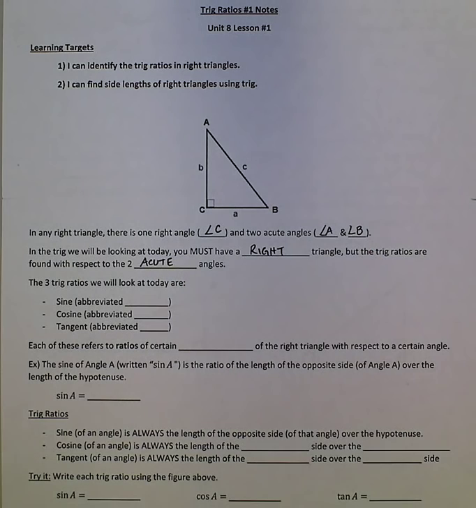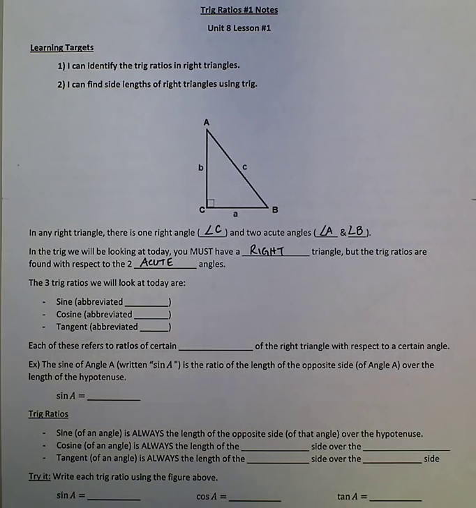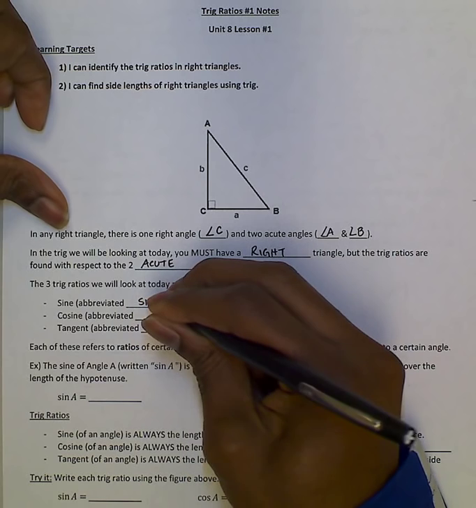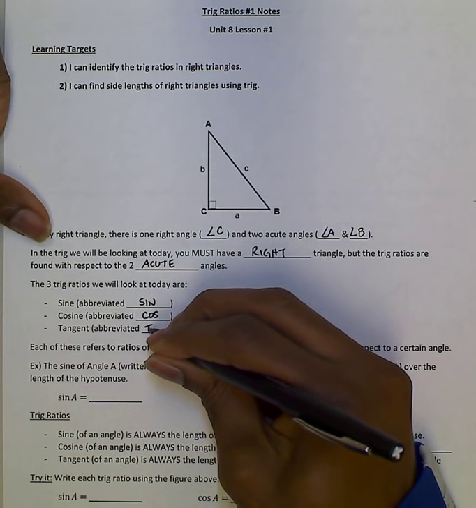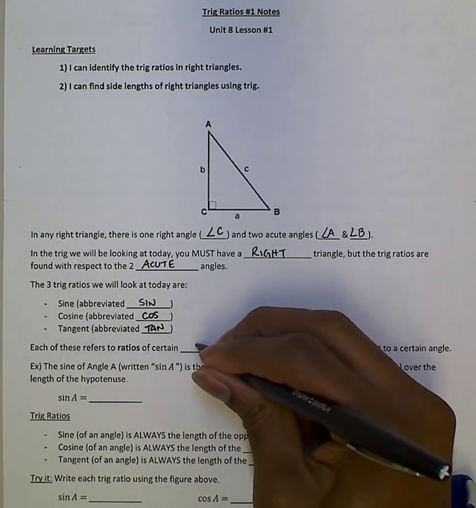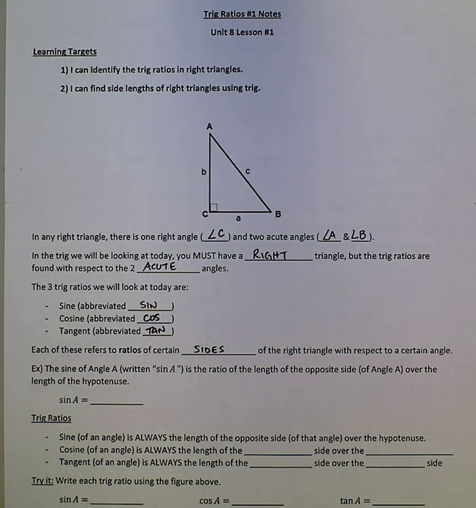So when we're looking at those trig ratios, we'll look from angle B and angle A. The three trig ratios that we'll look at today are sine, which we'll write as S-I-N, cosine, C-O-S, and tangent, T-A-N. These are just abbreviations. Each of these refers to ratios of certain sides of the right triangle with respect to a certain angle.